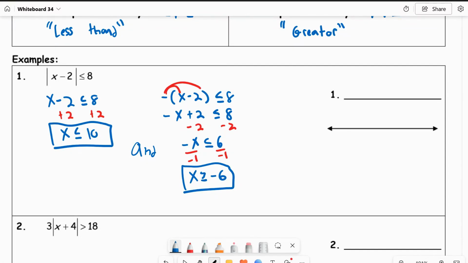So I'm going to go ahead and write my inequalities above. So I've got x is less than or equal to 10, and x is greater than or equal to 6. Now I'll make my graph. So I'm going to put 6 on my left side and 10 on my right side. x is less than or equal to 10, so I'm going to use a solid dot shaded to the left. And x is greater than or equal to 6, so I'll do a solid dot shaded to the right.